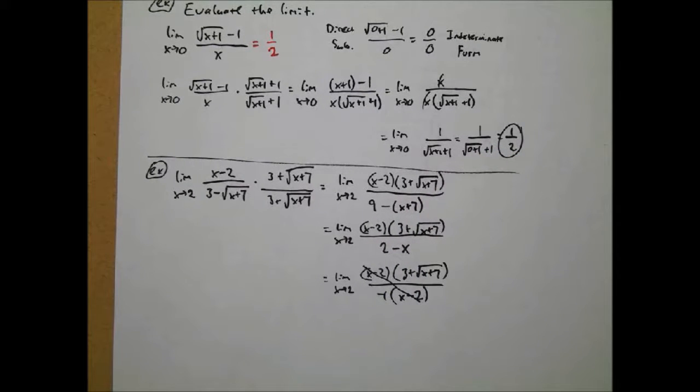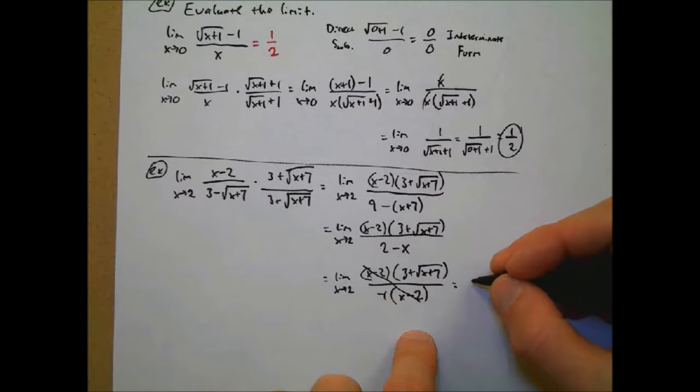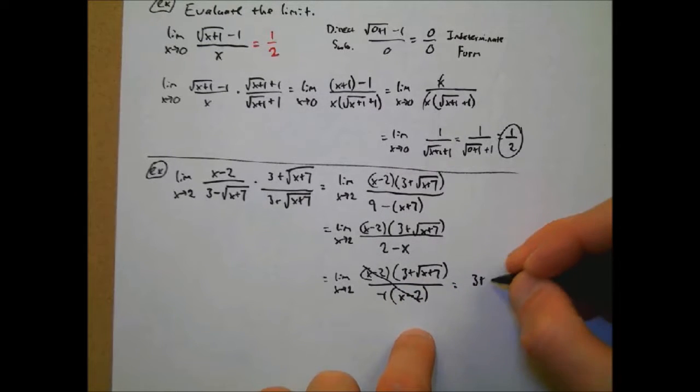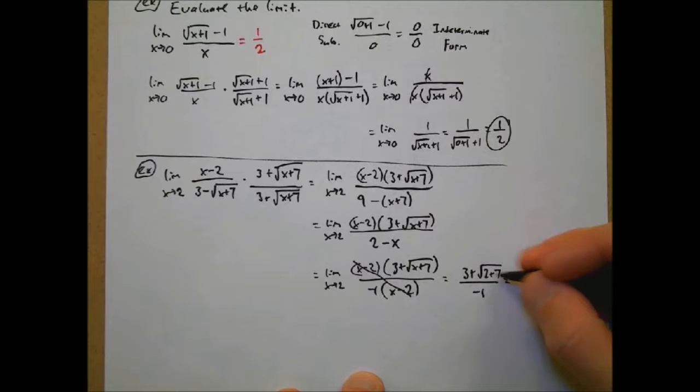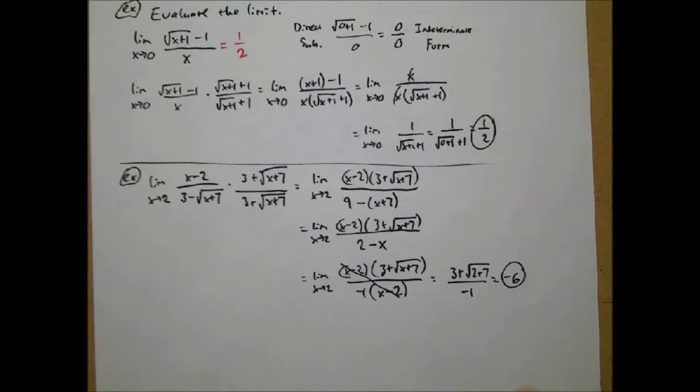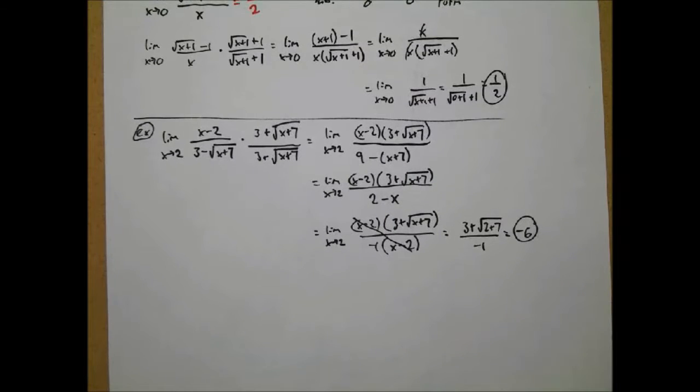And now the x minus 2's cancel, what do you think we can do now? Direct substitute now, exactly right. And so we'll get 2 plus 7, well, I'll go ahead and just do it here. 3 plus square root of 2 plus 7 over negative 1. So that's 2 plus 7, 9. Root 9 is 3. 3 plus 3 is 6, so it's negative 6 is our final answer there.